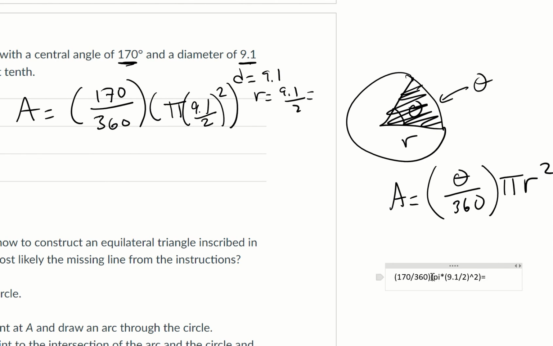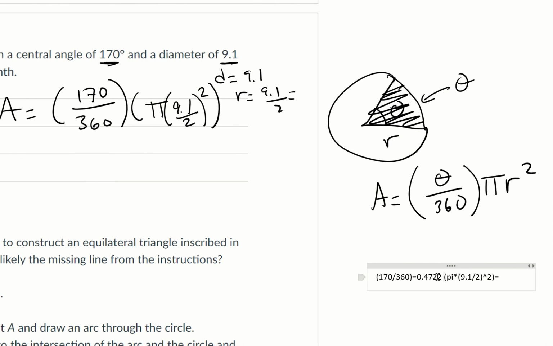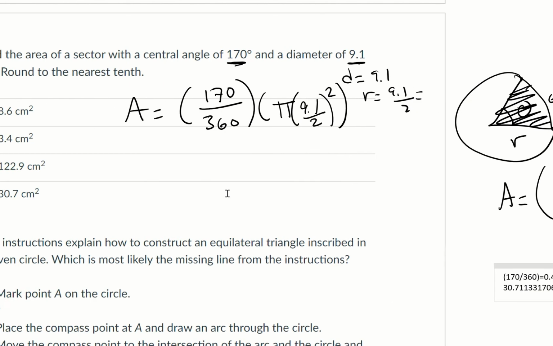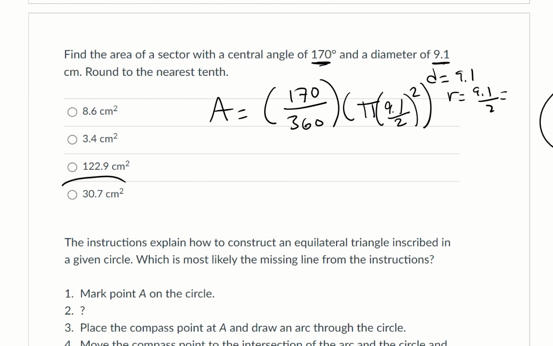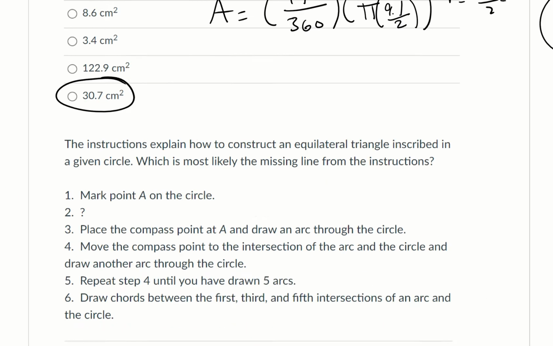And we could do this in chunks. So this part is equal to that. And then I could do, okay, so then I could do that times all of this and see what we got here. So 30.71, so about 30.7 centimeters squared.